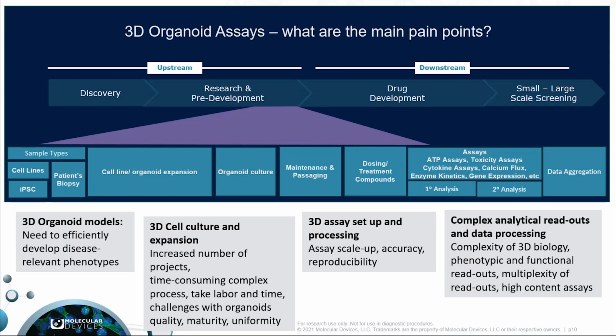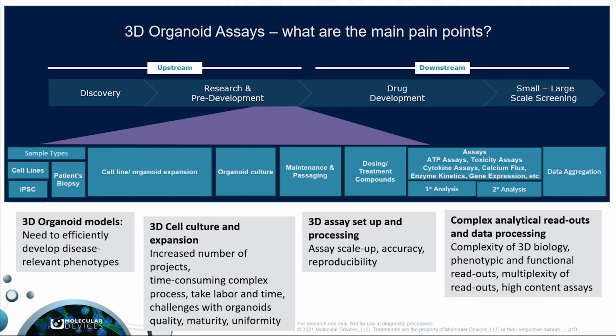3D culture and cell expansion is another challenge in this process. Scientists struggle with an increased number of projects where different diseases, different subsets of diseases need to be tested. This time-consuming, complex process takes labor and time. And there are also multiple challenges with organoid quality, maturity, and uniformity. Setup of the 3D assay and processing also present multiple challenges, such as assay scale-up, accuracy, and reproducibility. And then complex analytical readouts and data processing require new methods to be developed to take full advantage of the complexity of these 3D biological phenotypes.